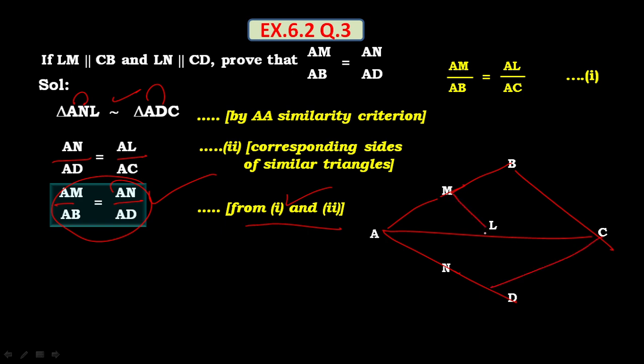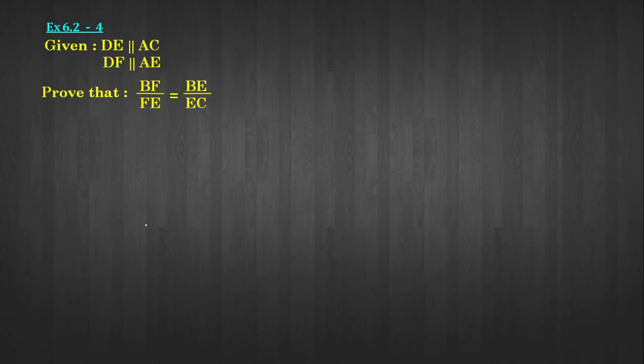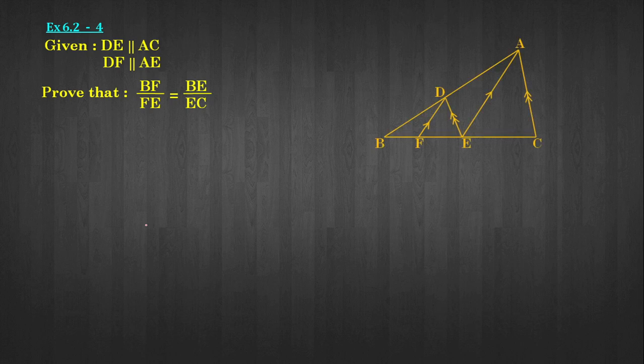And this is the parallel. We have to draw the triangle. Next, hence the proof of the problem. Next question: given DF is parallel to AC and DF is parallel to AE, then prove that BF divided by FE is equal to BE divided by EC.